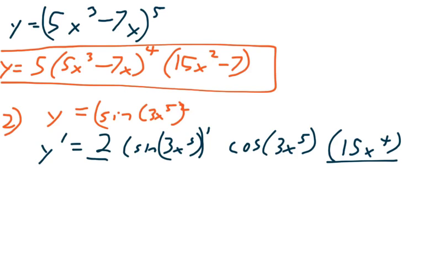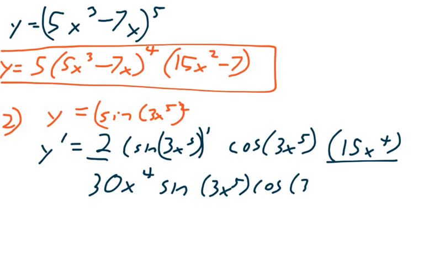The 2 and the 15 can get multiplied together pretty easily, so I'm going to make this 30x to the 4th sine 3x to the 5th cosine 3x to the 5th.